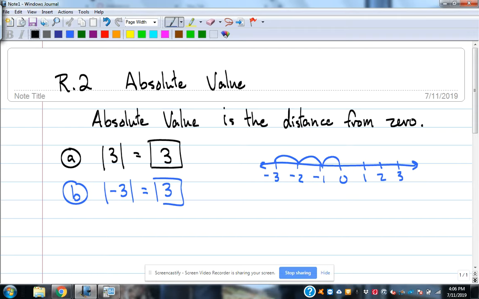So when we're dealing with absolute value, just keep in mind that it's a distance away from zero that we're looking for. And when we start doing equations and inequalities with this, we're going to kind of revisit that number line idea and figure out some things about those, especially the inequalities. The equations are pretty straightforward, but the inequalities can somewhat get confusing sometimes.